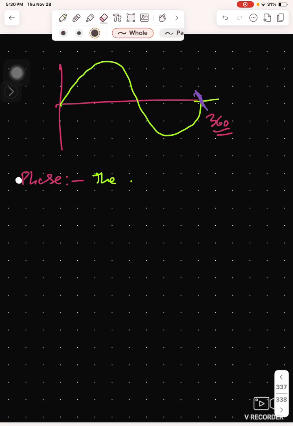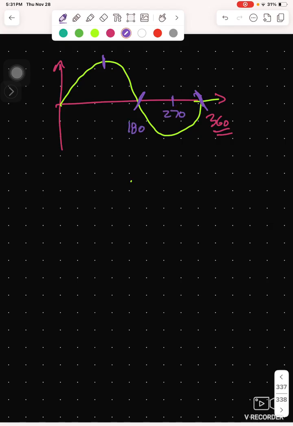Before doing this, let's talk about one more thing, the angle. When we draw this graph, if this is 360, this is 180, this is 270, and this is 90. These are the angles. The x-axis represents the angle and the y-axis represents some values. We will have to focus on those values.